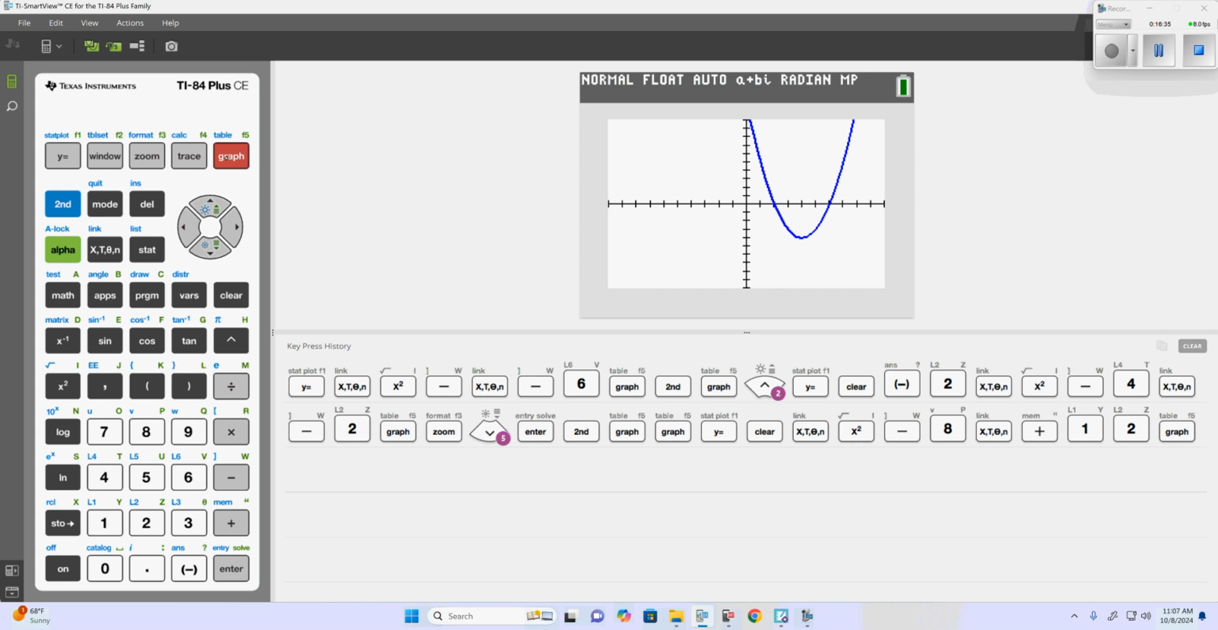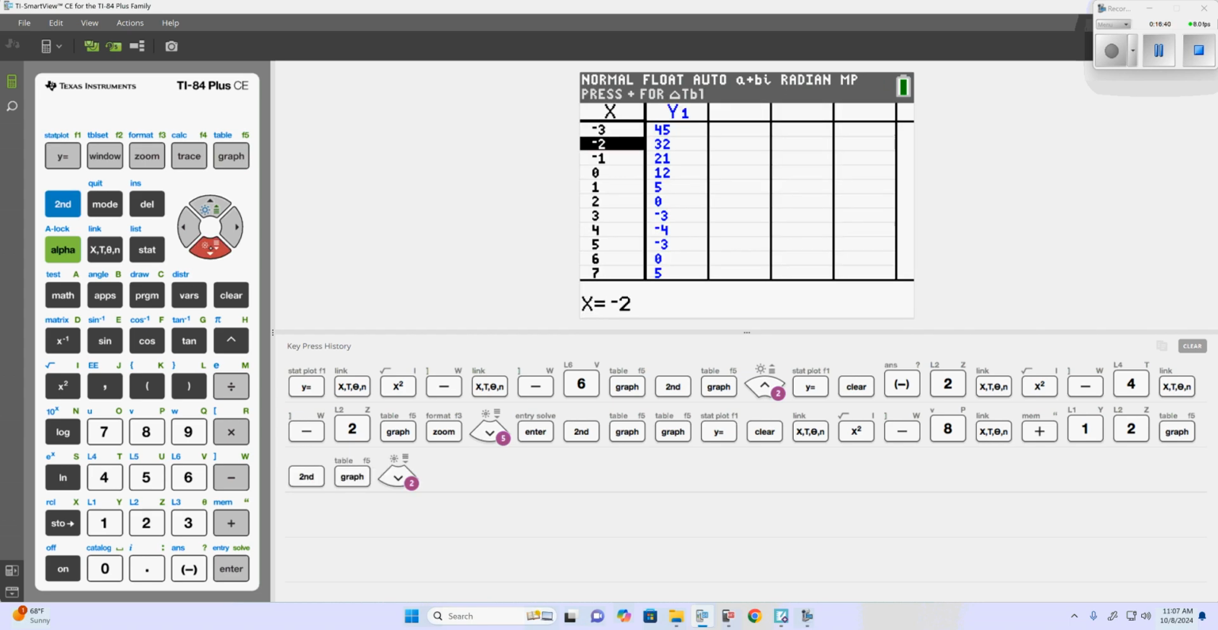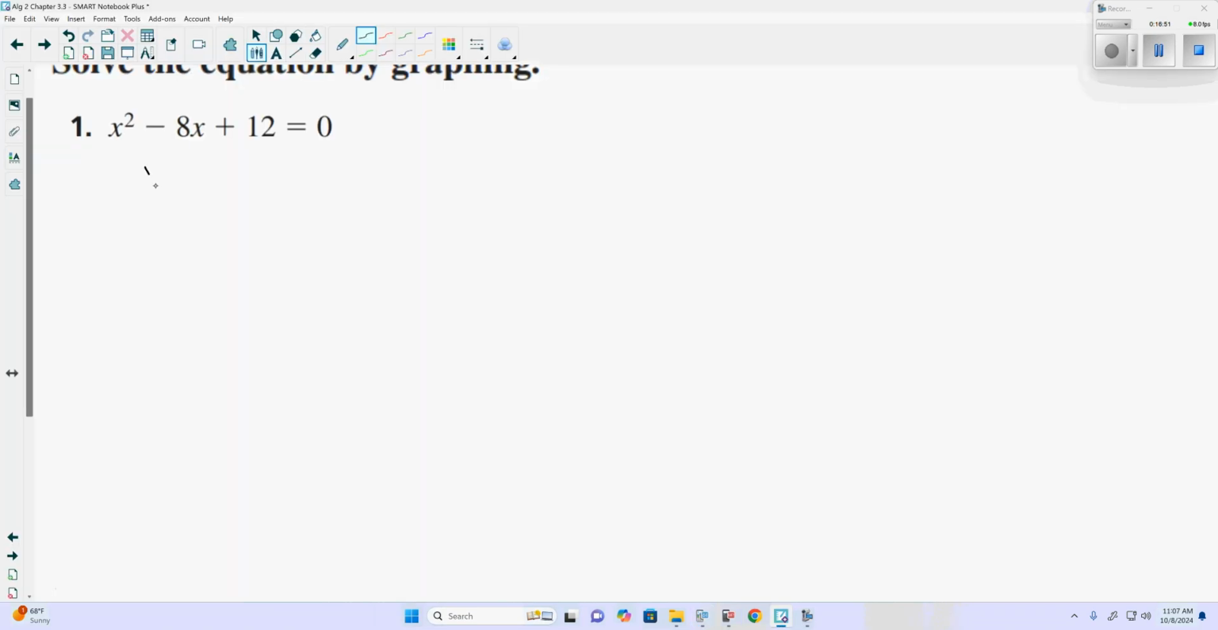Now we can count on the x-axis, or we can go second graph to look at the table. So what values of x will make the y value be 0? 2 and 6. So x is equal to 2, and x is equal to 6. Those are our 2 solutions. Questions on this here? We ready for the next one?